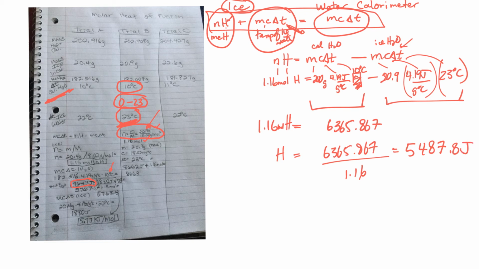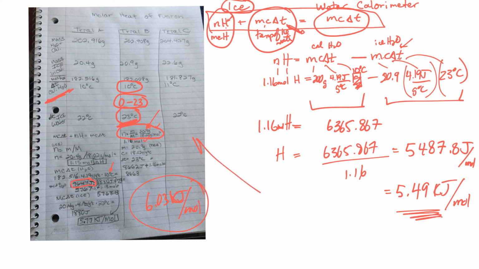Equals 5,487.8 joules per mole. But my answer is supposed to be 6.03 kilojoules per mole. This one is in joules, so I can change that to 5 point, and I need to go to 3 sig figs probably, so 5.49 kilojoules per mole. When you compare that with what it's supposed to be, the numbers are off a little bit, but fairly close. Okay, so that's for trial 2. Now do the same thing for trial 3.